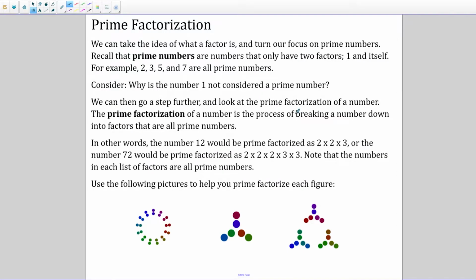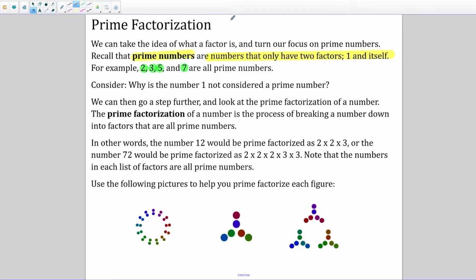Combining the idea of what a factor is with our knowledge of prime numbers: remember from previous courses that a prime number is a number that only has two factors, one and itself. Examples are 2, 3, 5, and 7. Those are all prime numbers because you can only multiply 1 times 2 to get 2, and 1 times 3 to get 3, and so on. On the other hand, we can only divide 5 by 1 or by 5. Same thing with 7: we can only divide 7 by 1 or 7 by 7.